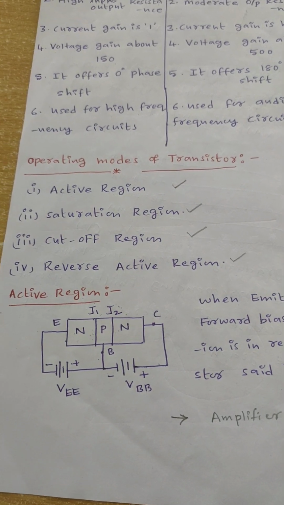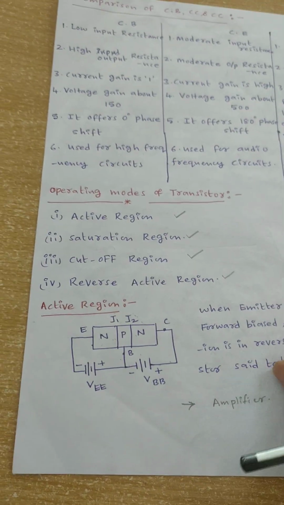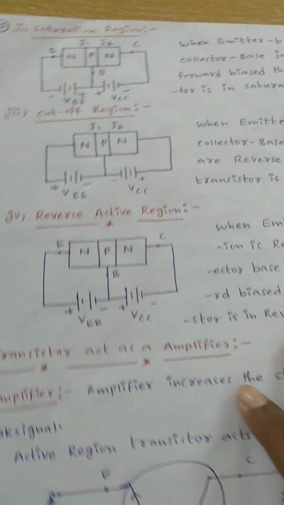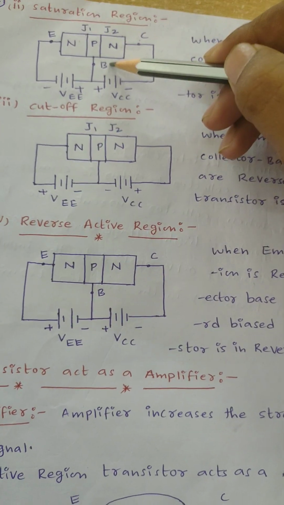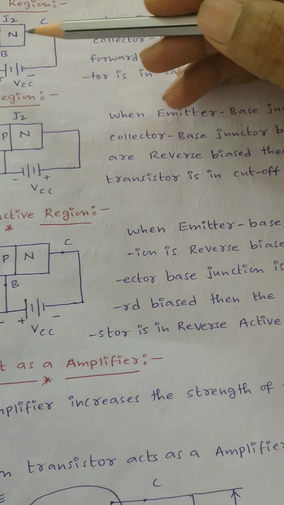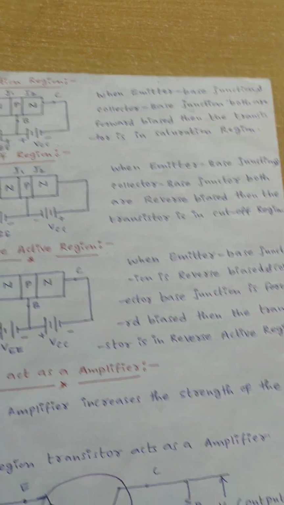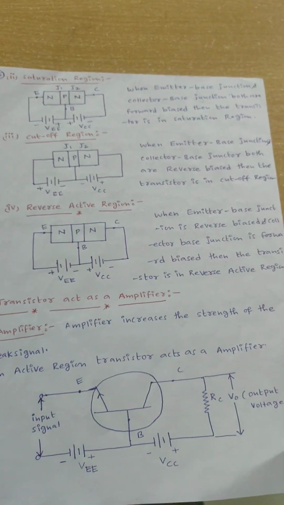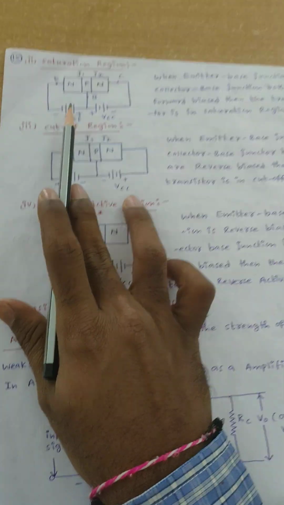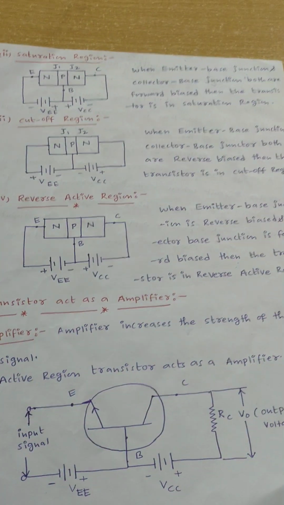Next, the saturation region. In the saturation region, both the emitter base junction and the collector base junction are in forward bias. When both junctions are forward biased, the transistor is said to be in the saturation region. In the saturation region, it acts as a closed switch. That is the special application in the case of the saturation region.